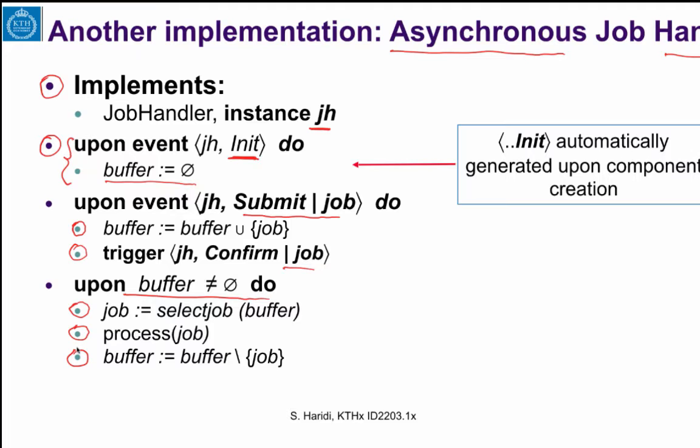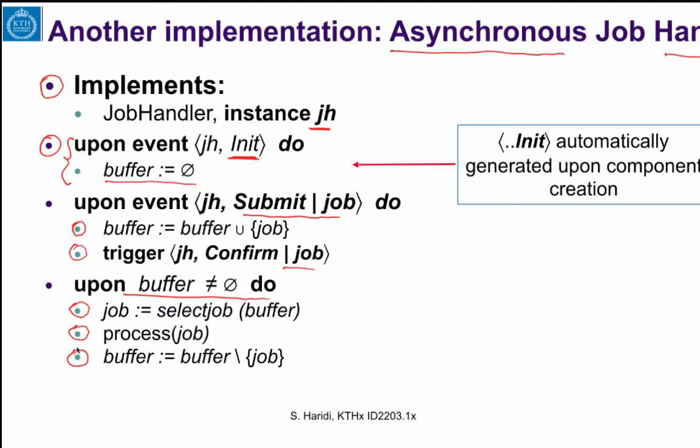We process the job and we remove the job from the buffer. So as you can see, this is another implementation. It still satisfies the specification. If you look at the sequence of events happening in the system, a submit, a confirm, but the job is not processed immediately. It is processed later, asynchronously.